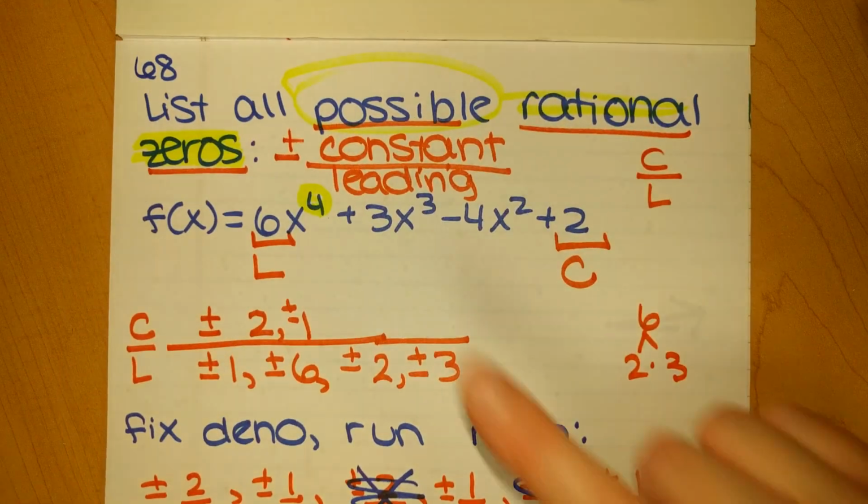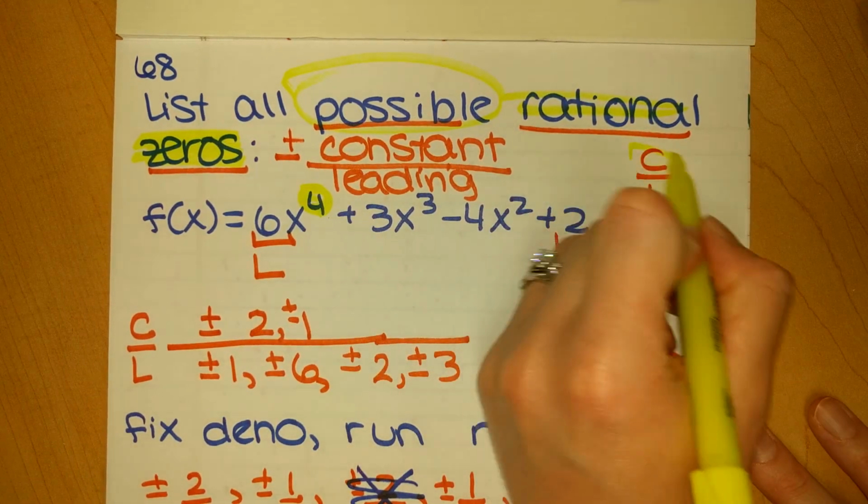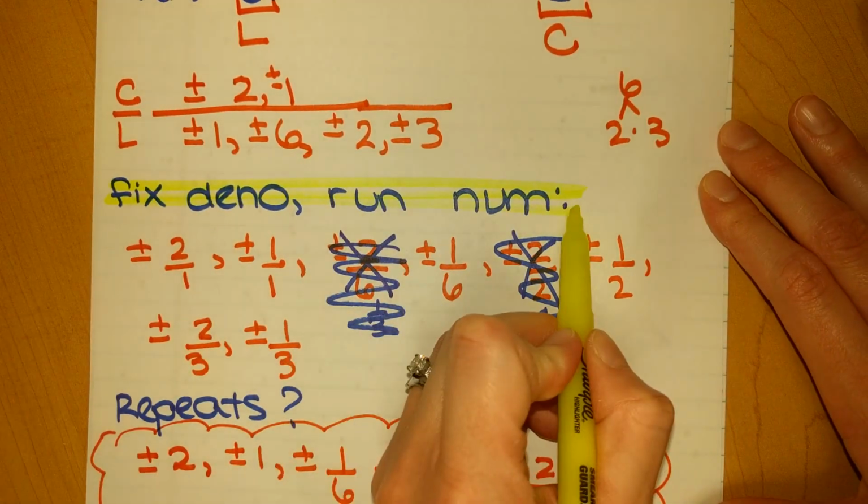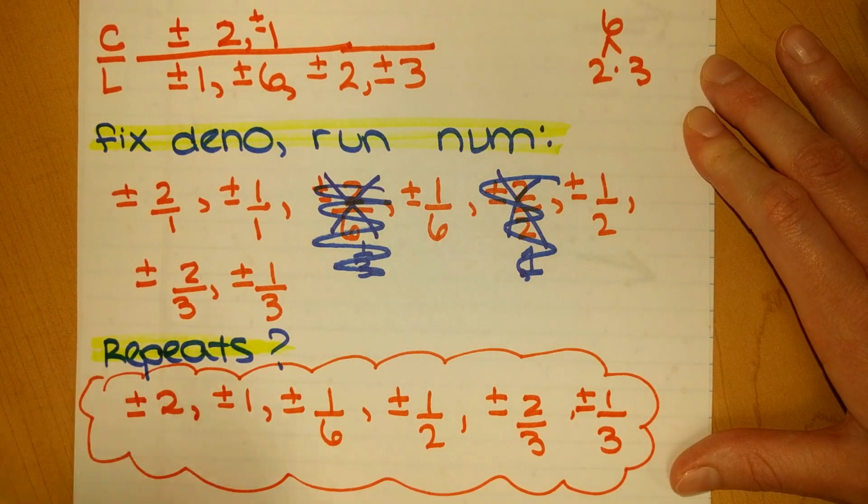So remember, if they ask for possible rational zeros, you're thinking about the constant over the leading. You come up with those factors, fix the denominator, run through the numerator, and then look at whether there are any repeats.